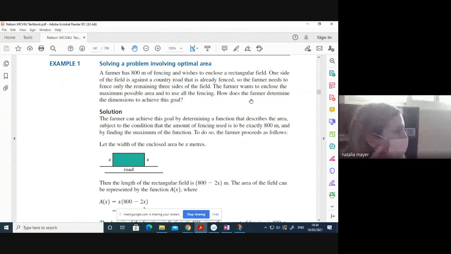The fence, the area of the fence. The area of what? The fence. Do you hear yourself? Area of the fence? Does this make sense? The area of the rectangular field.